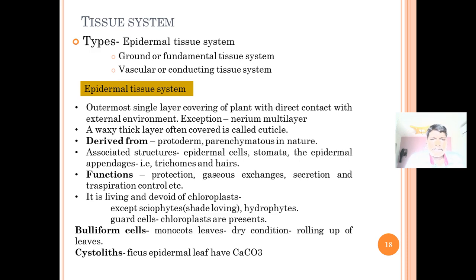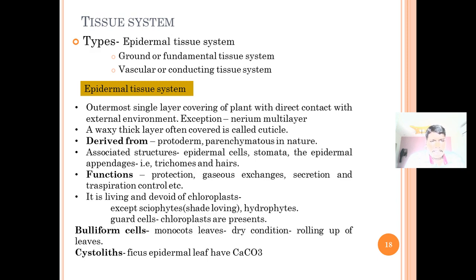The epidermal tissue system is the outermost single layer, coated with cuticle, derived from protoderm, parenchymatous in nature. It has epidermis, stomata, trichomes and hairs. Its main function is to protect the plant from the external environment. Gaseous exchange, secretion and transpiration control are done by the epidermal tissue system, because opening and closing of stomata for transpiration is done with its help.